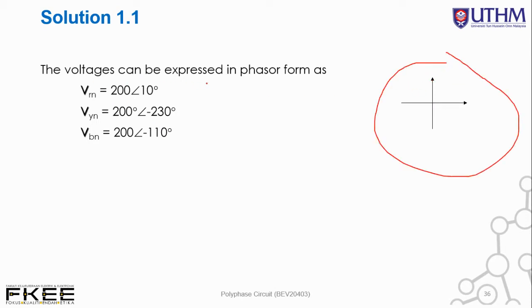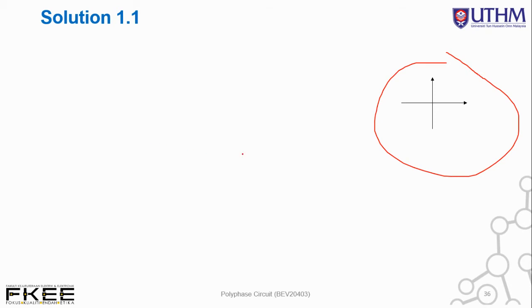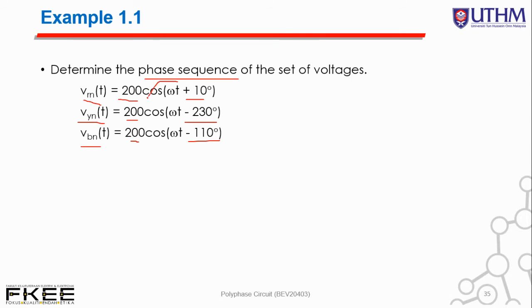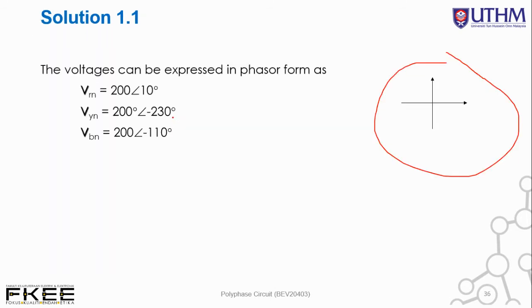So the voltages can be expressed in phasor form as 200∠10°, 200∠-230°, and 200∠-110°. So you just remove the cos over here, and we just have the magnitude, the value, as well as the angle. So how to draw the phasor diagram?